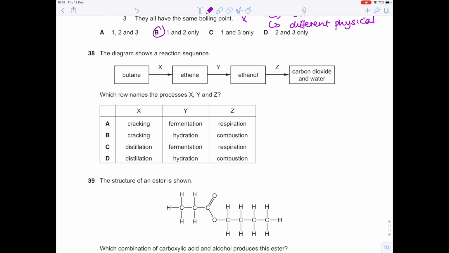The diagram shows a reaction sequence. Which row names the processes X, Y and Z? Well, we're going from butane, which is C4H10, to ethene, which is C2H4. So that is a cracking reaction because we're breaking up long hydrocarbon chains into smaller ones. Then we're going from an alkene, ethene, to an alcohol, ethanol, so we're hydrating because we're adding water effectively. And then lastly, we're producing carbon dioxide and water from that ethanol, which means we're carrying out combustion because we have to burn it in order to produce that. So B is the answer.